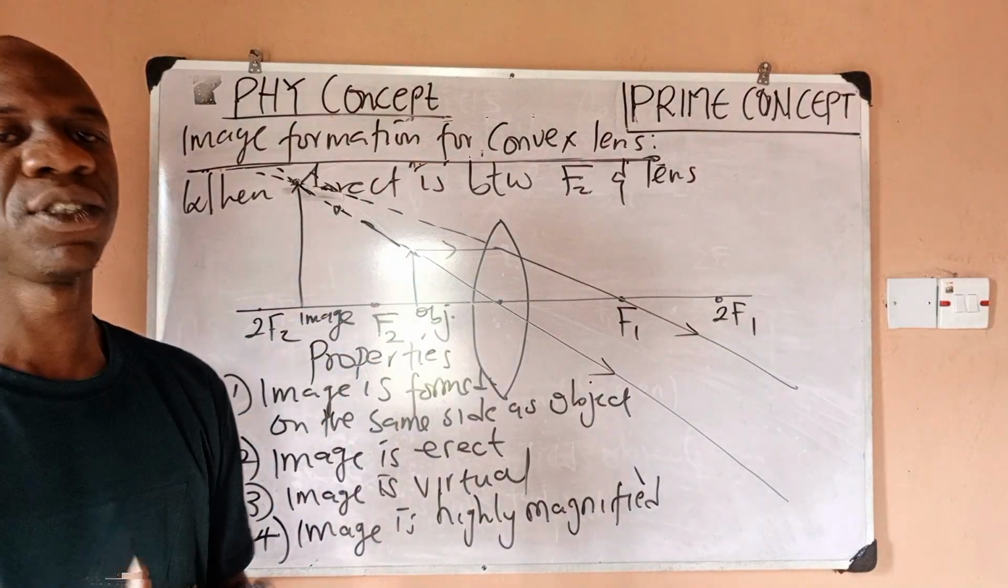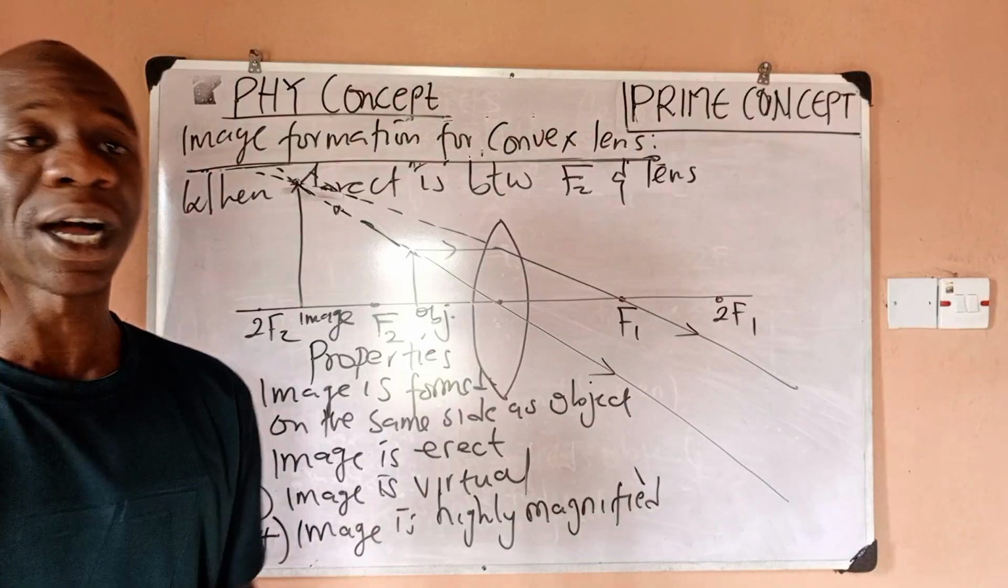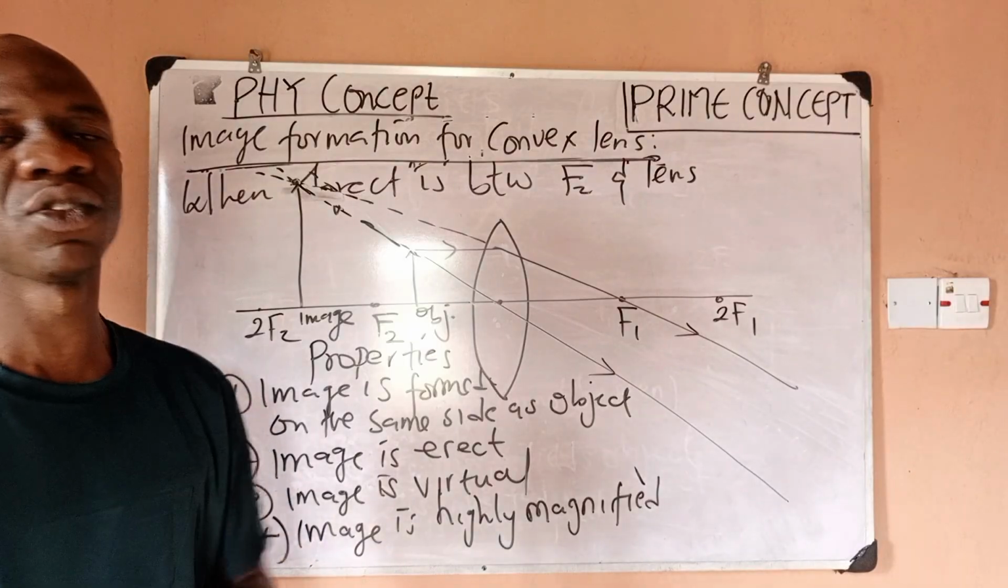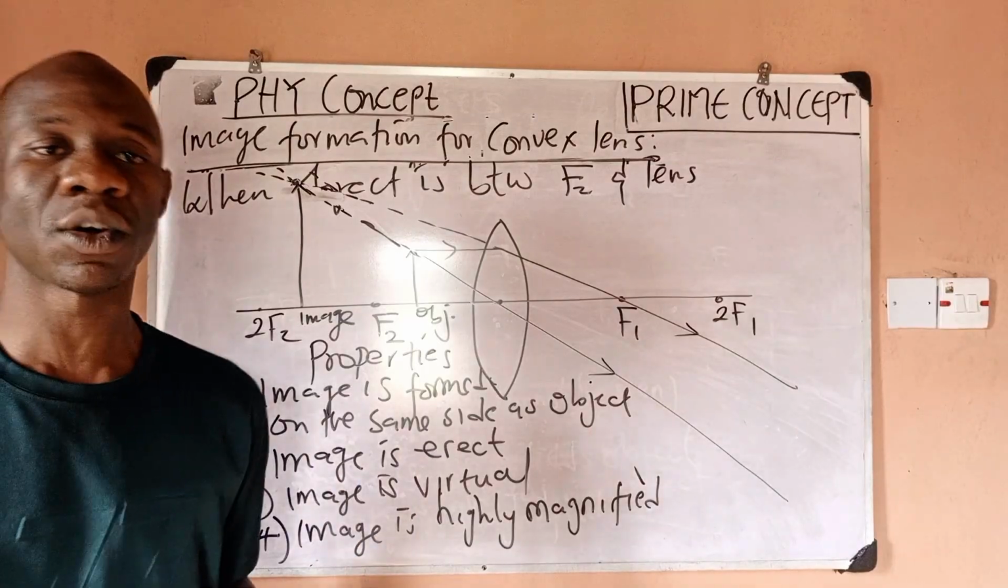In my next video, I'm going to consider the location of image position for our concave lens, which is just going to be one position, irrespective of where your object would be.